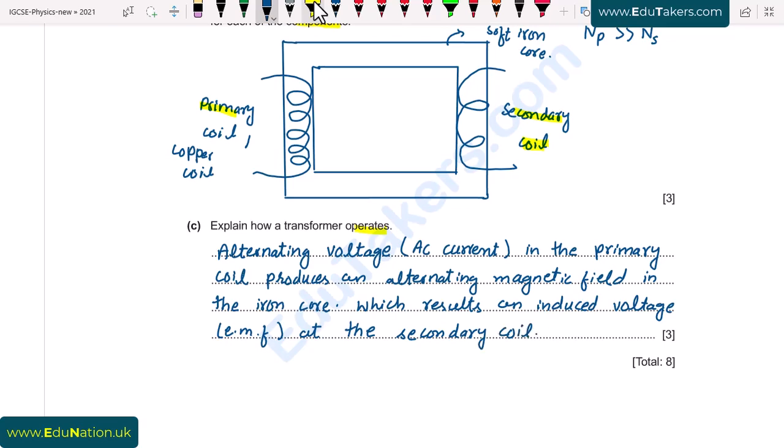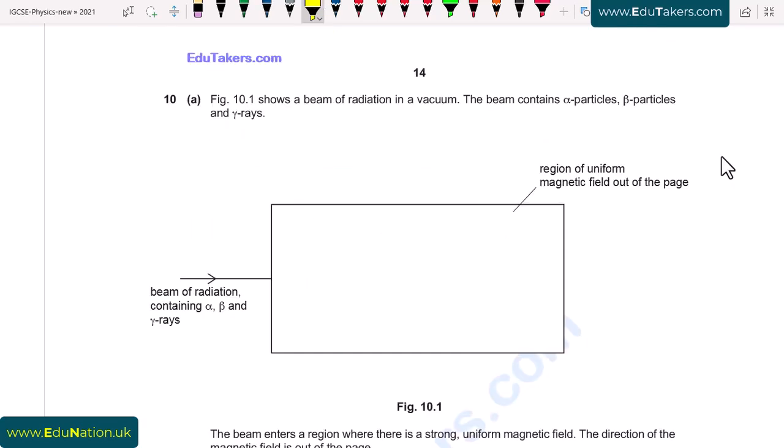So in this way transformer operates. Question number 10, part A. Figure 10.1 shows the beam of radiation in a vacuum. The beam contains alpha particles, beta particles and gamma rays.